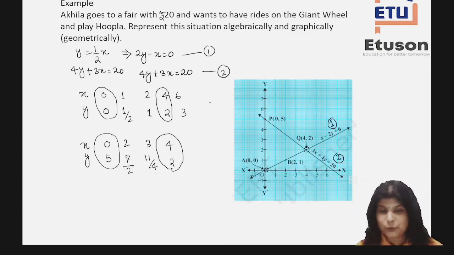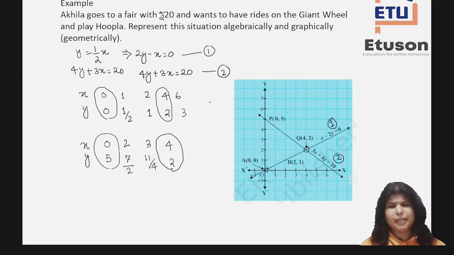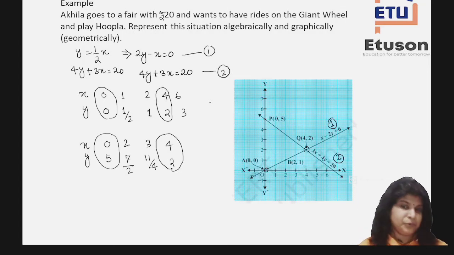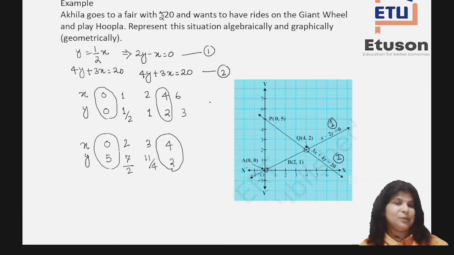Okay children, so don't get confused. Don't think that you have to take 5, 6 points. You can locate the points. 2, 3 points is sufficient enough to draw the graph here, and it is always better to start with taking x equal to 0 or y equal to 0. Then your calculation becomes easier.